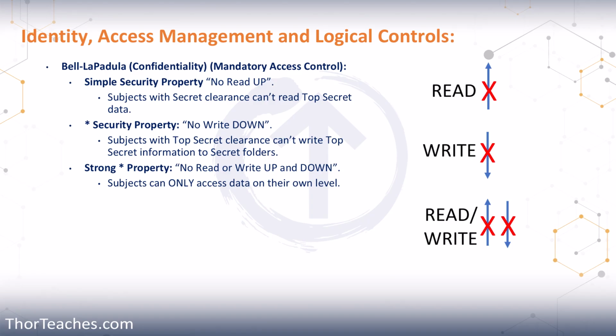Then we have the star security property, which is no write down. Here, subjects with top secret clearance cannot write to secret folders. Again, it makes sense. We don't want someone with top secret clearance sharing that information with people who only have secret clearance. And then finally we have the strong star property, no read or write up and down, which means that only subjects on that specific level can read whatever information is at that level. And which property we choose to implement depends on what we are protecting.